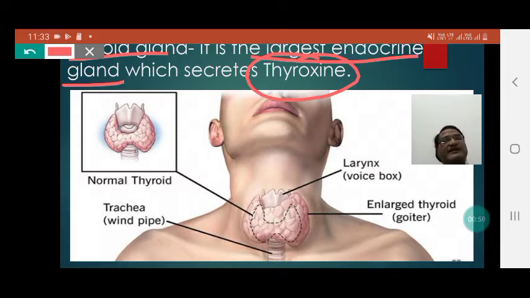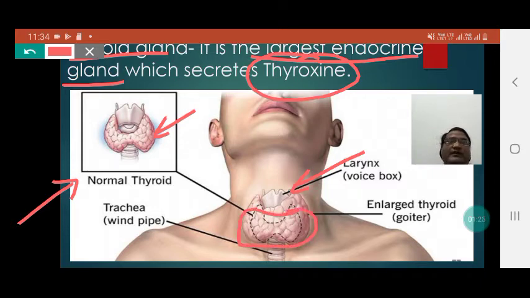Students, we can understand thyroid gland if you concentrate on this picture. Here we can notice that in this picture thyroid gland remains present in the neck region. This is the shape of thyroid gland. There is requirement of iodine for the synthesis of thyroxine hormone.